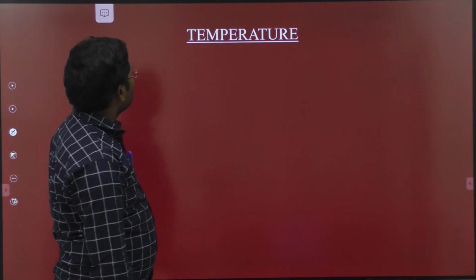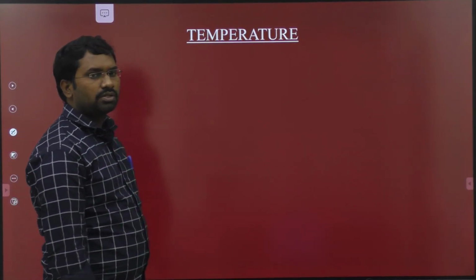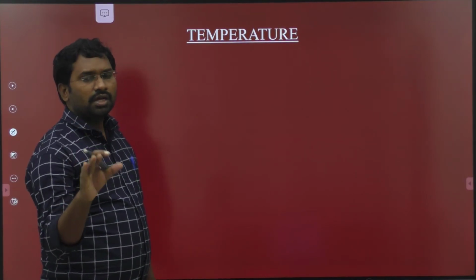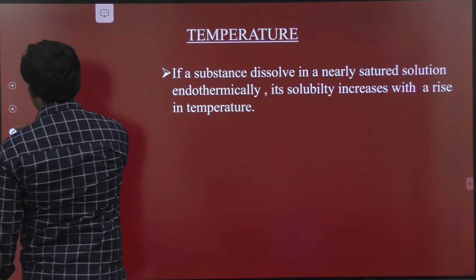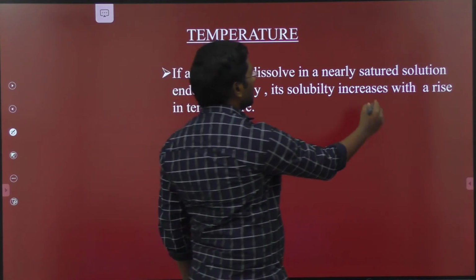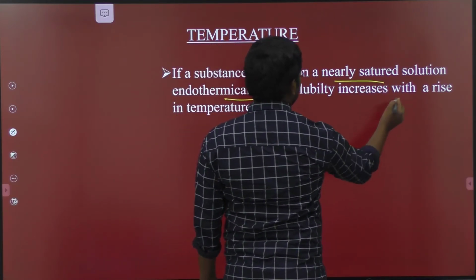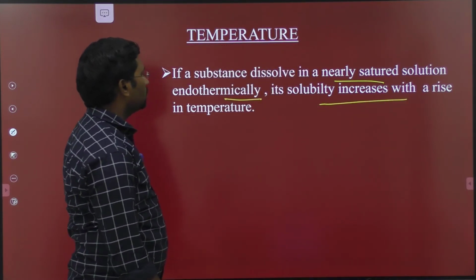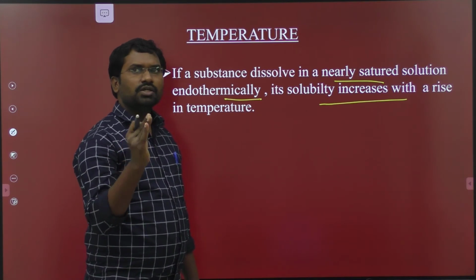So come to the effect of temperature. Next point, effect of the temperature. How can temperature influence the solubility of a solid in liquid? So come to the first point. If a substance dissolves in a nearly saturated solution endothermically, its solubility increases with a rise in temperature. So the temperature can definitely influence the solubility of a solid in liquid.